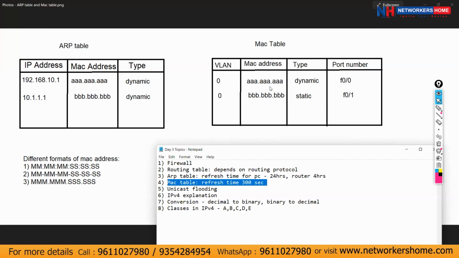So guys, see this entry in the MAC table is static. Will this entry be removed after 300 seconds? No, it will be present. But this entry is dynamic, so after 300 seconds, this entry will be removed.